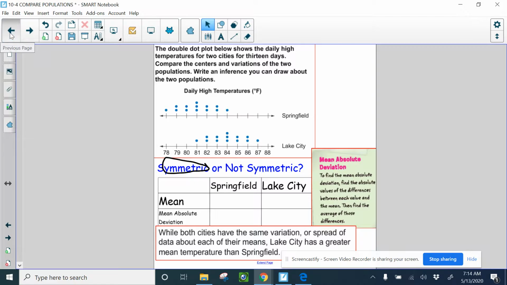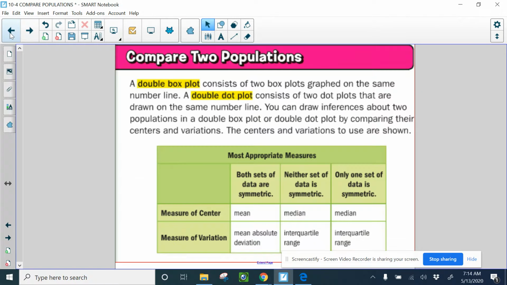So again, what's going to be most important is that you know whether you are going to be using the mean or median, or the mean absolute deviation or the interquartile range. I'm expecting that you would be able to locate a median and interquartile range on graphs as well.